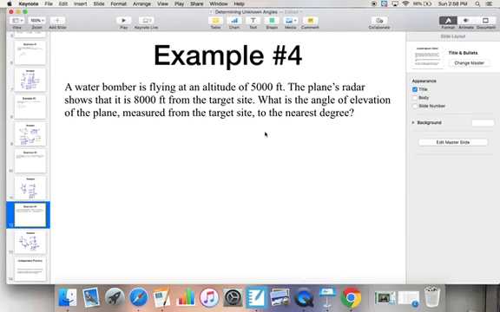Okay, so altitude of 5,000 feet, that's straight up. If the radar is showing that it's 8,000 feet from the target site, radar is going to show how far away it is just horizontally, right? Assuming that you're just flying over the top, it's looking at like a bird's eye view, it's 8,000 feet away.